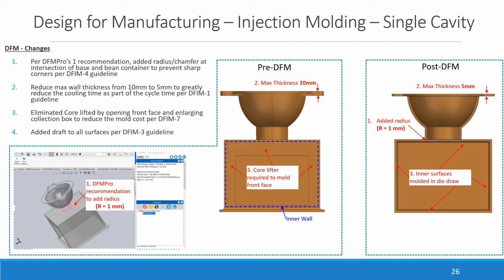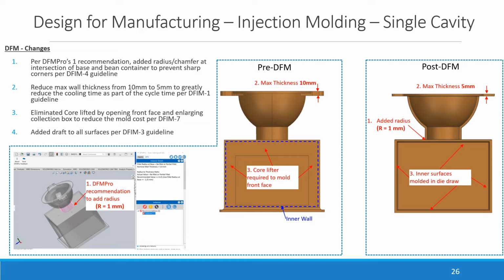The first parts that were designed for manufacturing are the base and bean container, which were injection molded together via a single cavity. There were 4 DfM changes made. The first is that per DfM Pro's 1 recommendation, a 1 mm radius was added at the intersection of the base and bean container to prevent sharp corners.